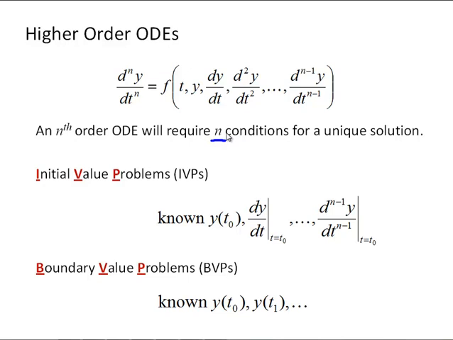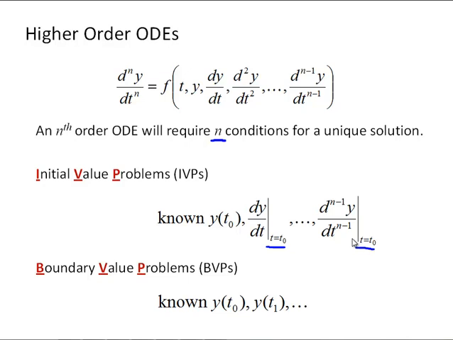So far, we've been looking at initial value problems, and for initial value problems, what we would know is the conditions of the solution function y and all of its derivatives up to the n minus 1 derivative, all at some initial value t equals t0. So we know everything at the initial value, and then we would just step the integration forward in time.